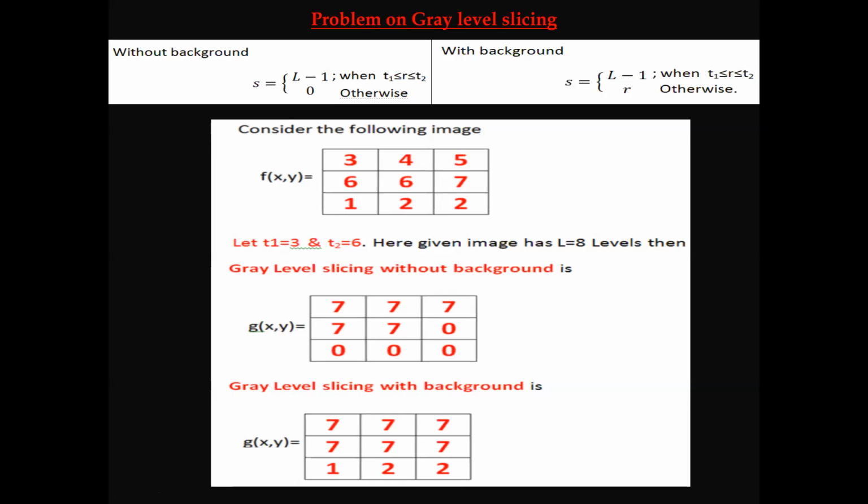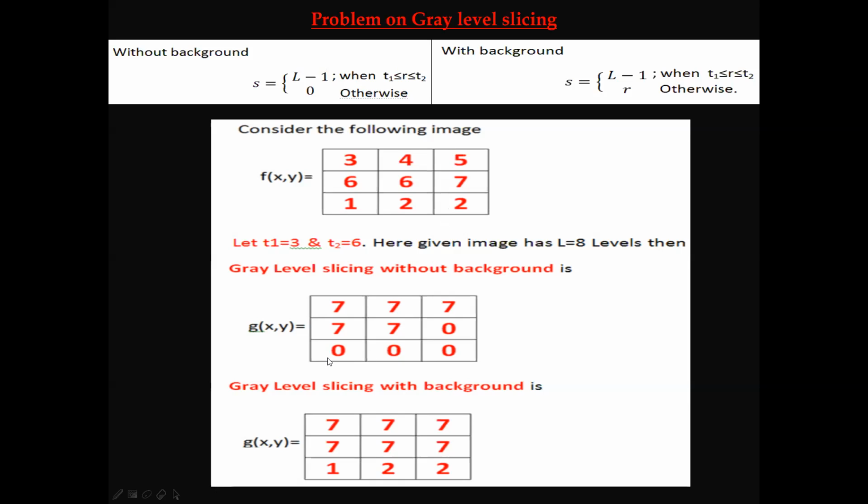If you see the T1, T2 values, T1 value is 3, T2 value is 6. So the first intensity level in f of x comma y is in between 3 and 6, that is in between T1 and T2. See the first condition: when T1 is less than or equal to r, which is less than or equal to T2, then we need to give L minus 1. That's why, since 3 is in between 3 and 6, L minus 1, that means 7. And 4 is also in between 3 and 6, so output is L minus 1, which is nothing but 7.